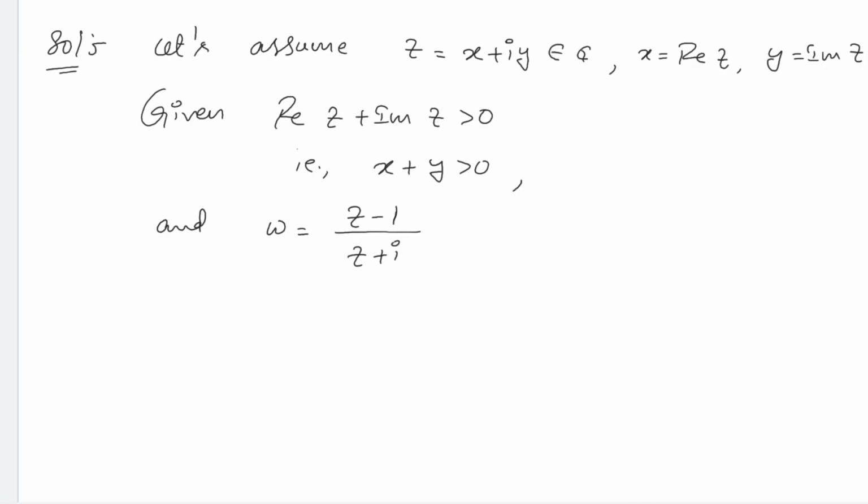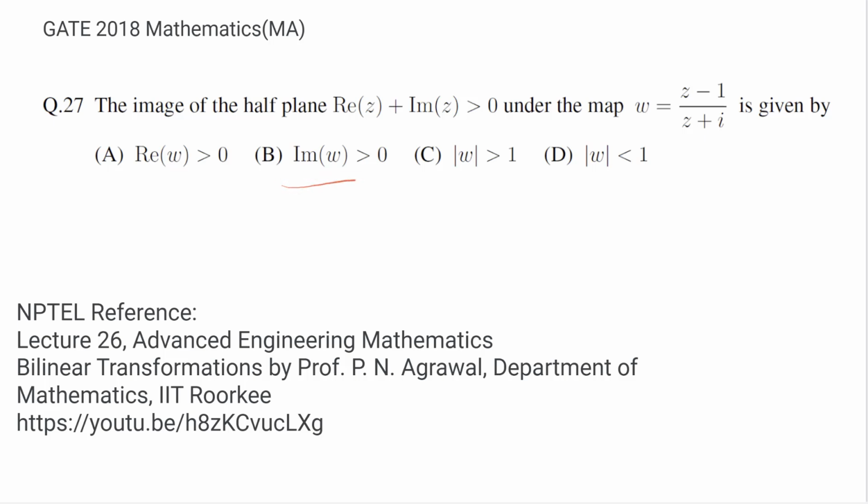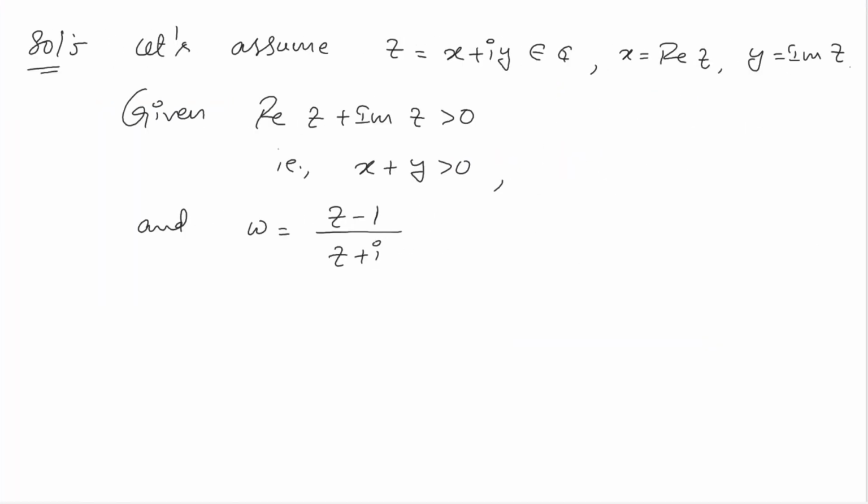Similarly, when we look at the second option, imaginary part of w greater than 0, for that also we have to look at the imaginary part of this function, (z minus 1) divided by (z plus i). Since we have already assumed the standard form of the complex number z as x plus iy, I just replace z as follows. So we get (x plus iy minus 1) divided by (x plus iy plus i). This is the given function w in terms of x and y.